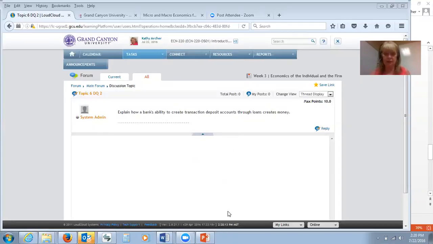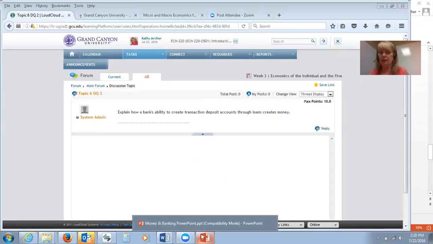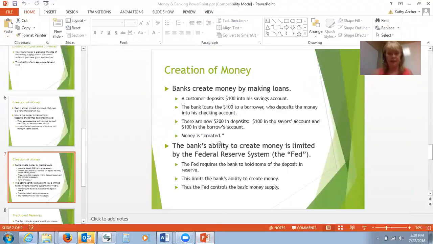in more detail here. And to get there, I want you to go back to that money and banking PowerPoint that I gave you with DQ1 and take a look at slide number 7. Slide number 7 explains the whole thing in a nutshell. It's right here. Customer deposits $100 into his savings account. The bank loans the $100 to a borrower who deposits the money into his checking account. There are now $200 in deposits, and money is created. That's the long and the short of it.